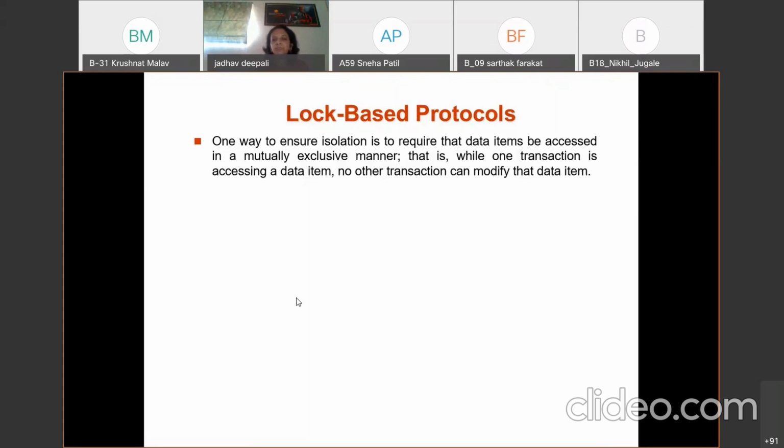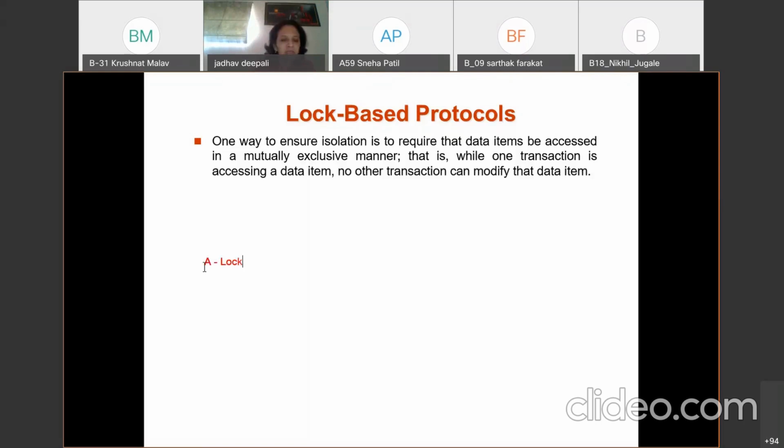So how is it possible? It is possible using the lock system. Means, for example, suppose that the transaction T1 wants to access the data item A. So in that case, what does the transaction perform? The transaction first needs to lock that data item.